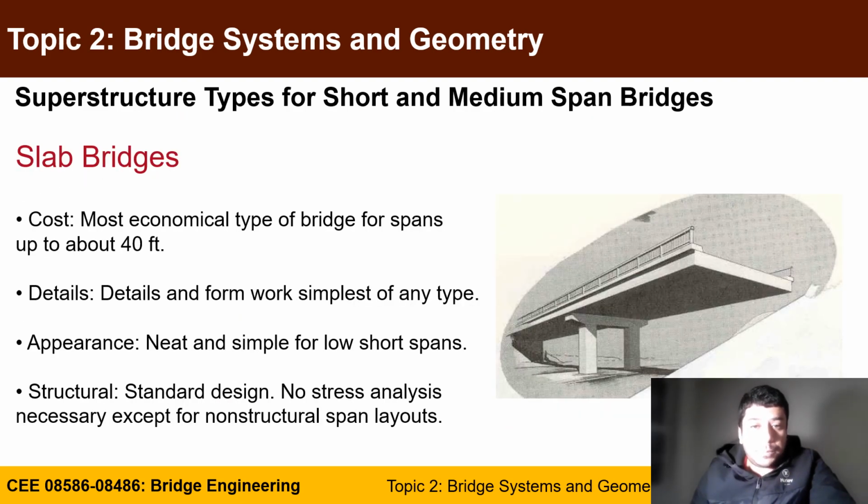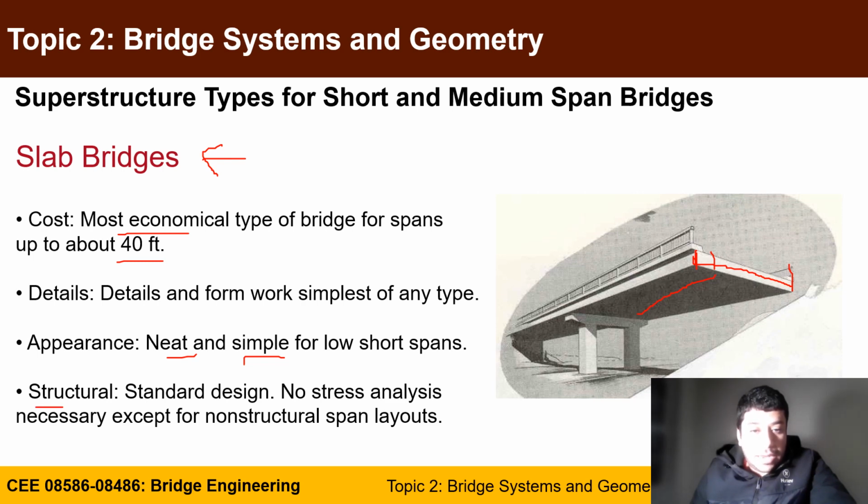For beam bridges, the first type we will talk about today is slab type. Your riding surface, or the structure system that supports your riding surface, is made of a slab. It's very economical for spans below 40 feet. The detailing of the formwork is very simple because all you need is to form the side and the bottom of the slab to support the reinforcement and the concrete during casting. Appearance looks neat and simple for short span bridges.